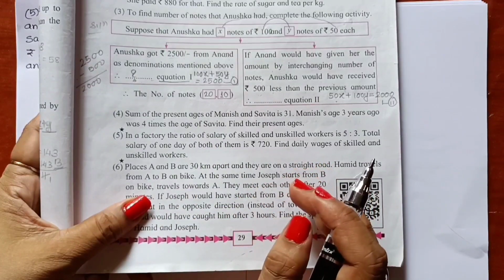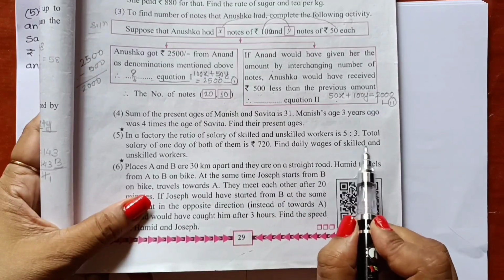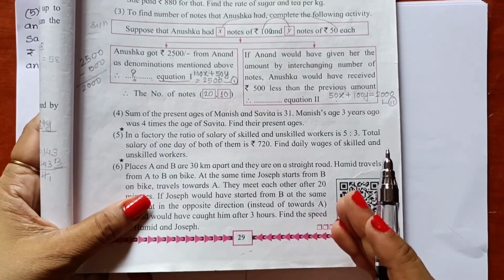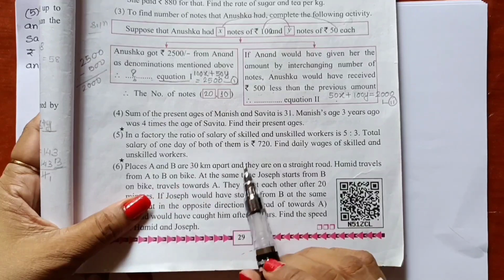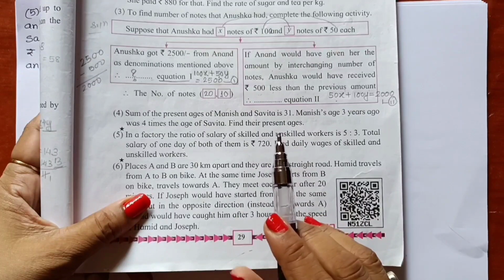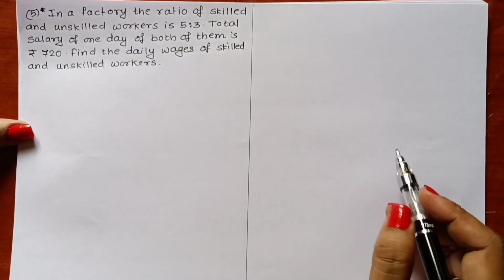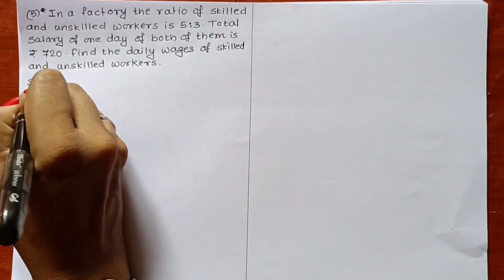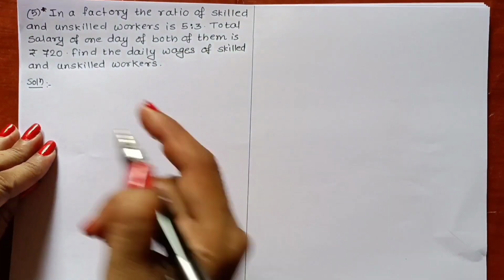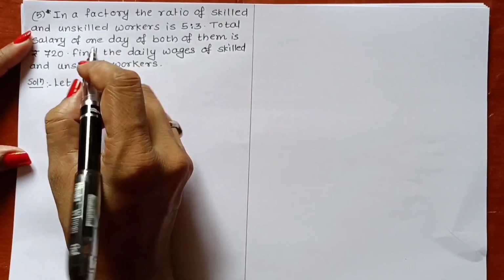So whatever we will have to find out, we assume that as x and y. We have to find out daily wages of skilled and unskilled workers. So we will assume that daily wages of skilled worker be x rupees and daily wages of unskilled workers be y rupees. And from the given conditions, from the first sentence and second sentence, we will form two linear equations. So let us start our solution. What will we have to assume? We will have to assume the daily wages of skilled and unskilled workers. So let me write here. If you want, you can write let's suppose anything.